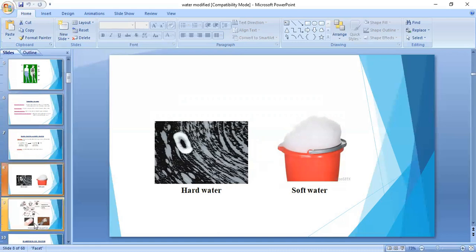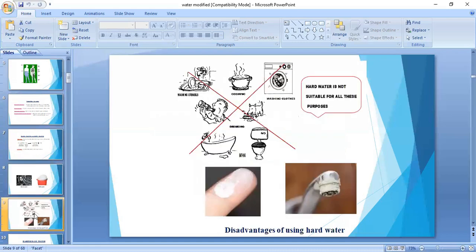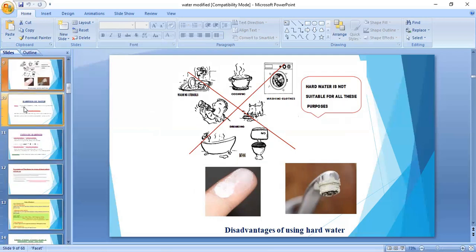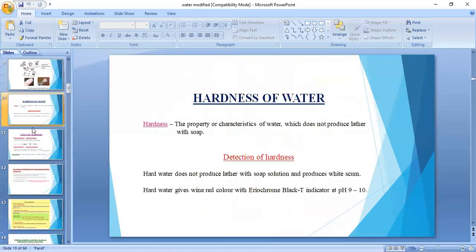Hard water is not used for these purposes. It is not fit for bathing, cooking and drinking purposes. Already I told, the property of water which does not give a lather with soap is nothing but hardness of water.